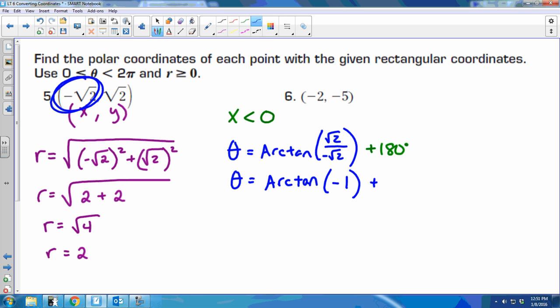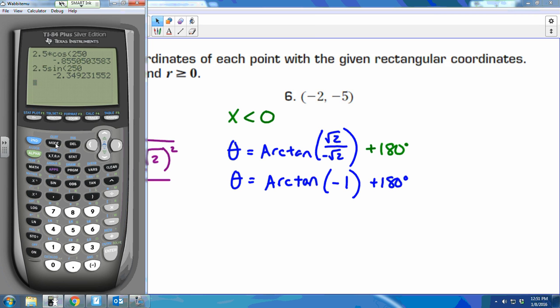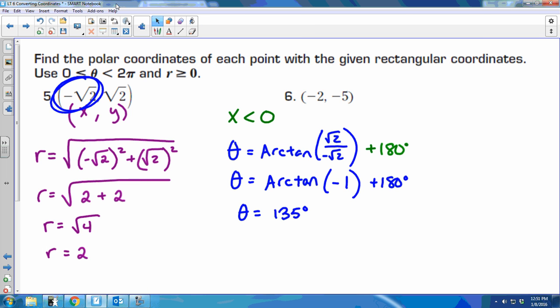All right, so, again, I suggest you do this in degrees. So go into your calculator, make sure it's in degree mode. We're going to do the inverse tangent of negative 1. And I'm going to add 180 degrees. That gives 135. So my point is at 135 degrees. The arctan of negative 1. Is the arctan the one with the little negative? It's the inverse, yeah.